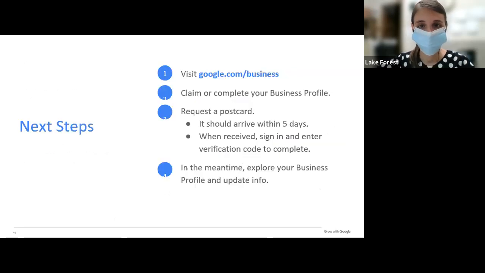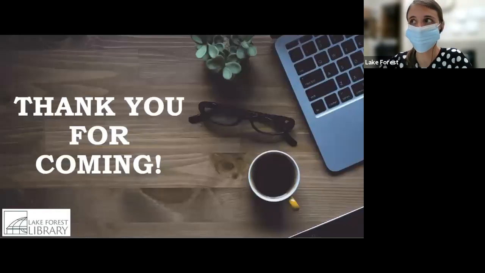So the next steps would just be to visit google.com/business if you don't already have your Google My Business profile, and then either claim or complete your business profile. Again, your postcard will arrive usually within 5 days, but it could be up to 2 weeks. And in the meantime, while you're waiting for it, feel free to explore your new account, play around, and update your information.